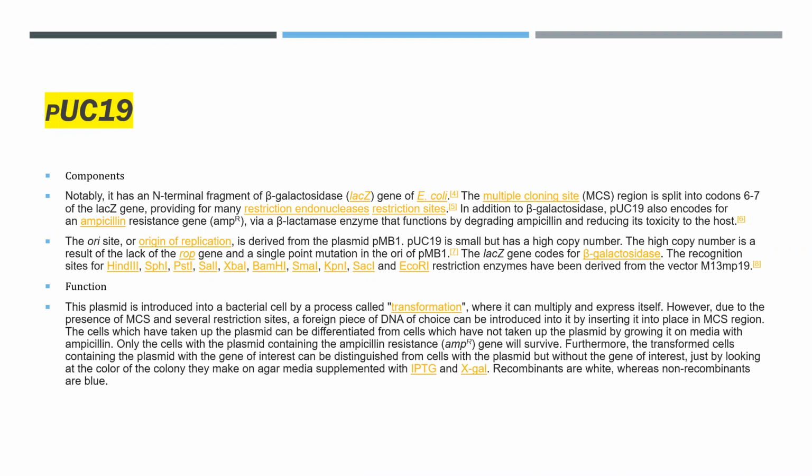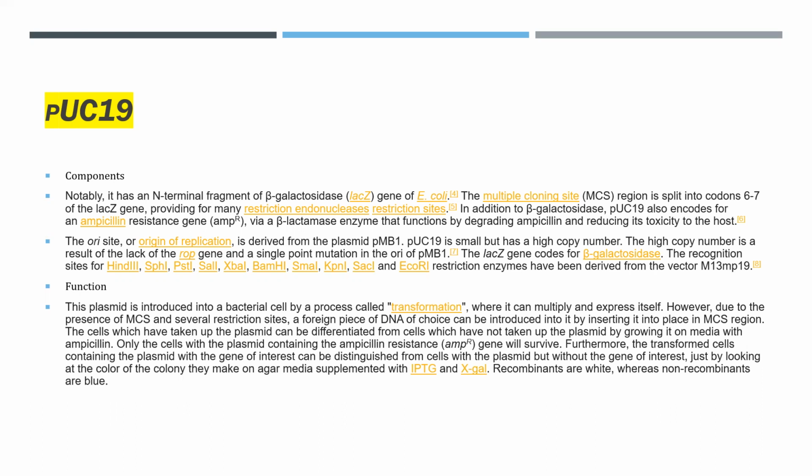After multiplying, gene expression will start. If you add IPTG and X-gal, which are chemicals, into the agar medium, the outcome must be white colonies, not blue ones. If you get white colonies, you can confirm that a recombinant plasmid is formed.